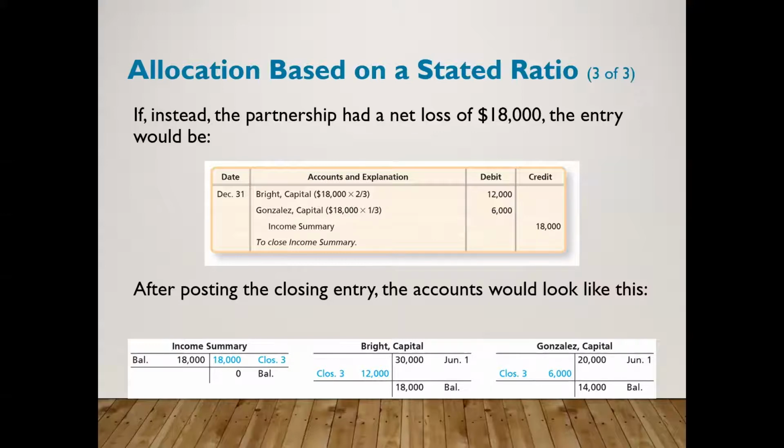$18,000 times 2/3, which will give you $12,000. So that $12,000 would be a debit to Bright Capital. And then you would multiply $18,000 times 1/3, which will give you $6,000. And that would be a debit to Gonzalez Capital. So it would be a debit of $12,000 to Bright Capital, a $6,000 debit to Gonzalez, and a credit of $18,000 to income summary.